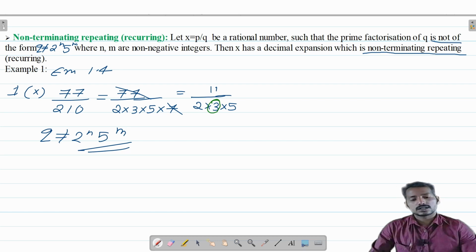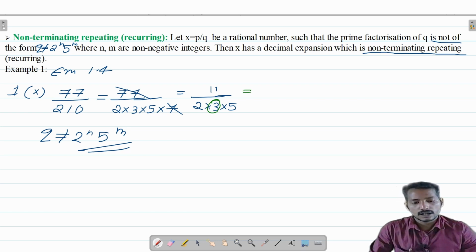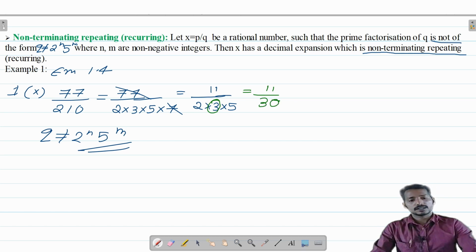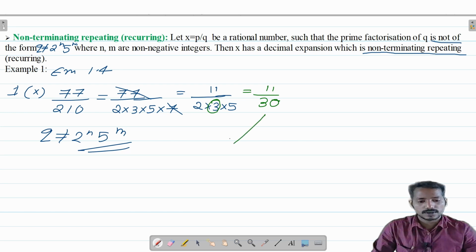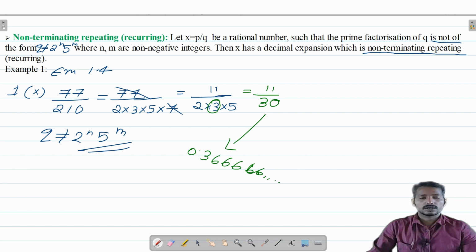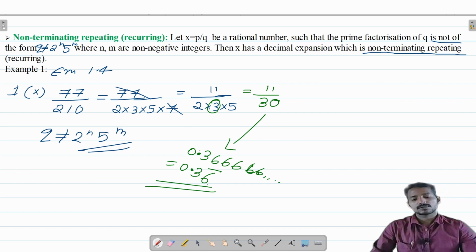You can verify this: just divide 11 by 2 into 3 into 5, which is 30. The decimal expansion of 11 divided by 30 will be 0.3666, etc. That means repeating but not terminating. So we can represent this number as 0.3 with a bar over the 6, because 3 is not repeating, only the digit 6 is repeating.